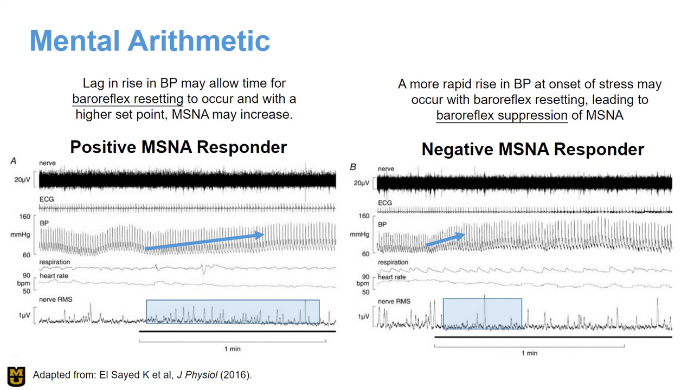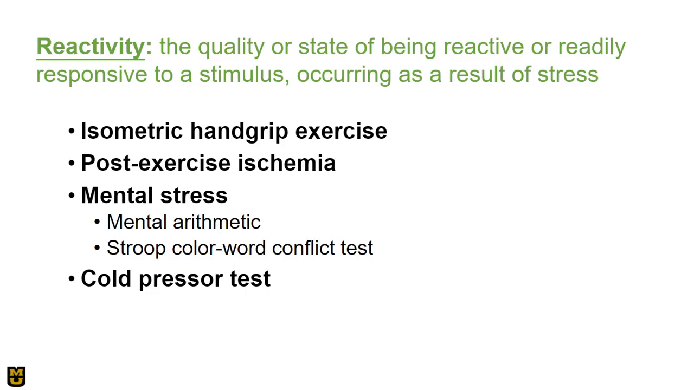So my point with this, and I encourage you to read the paper, is that you may be looking at mental arithmetic and thinking you're just looking at reactivity. But you also need to take into account this activity and sensitivity as well as you're doing these recordings.